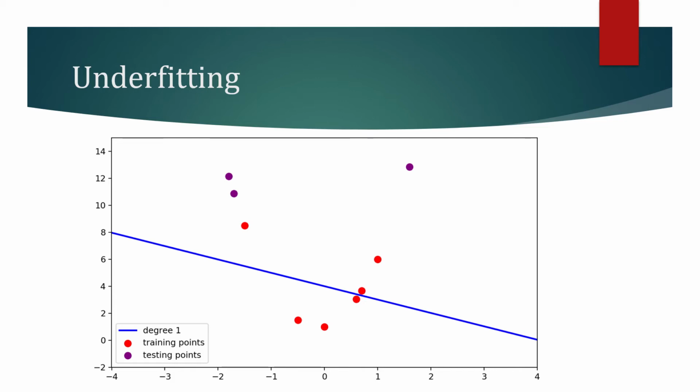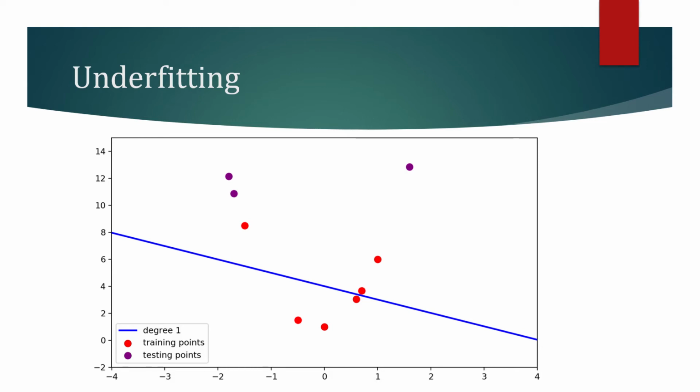But as mentioned earlier, the data was obtained from a quadratic function. First-degree polynomial, however, does not have enough capacity to capture the curvature of this data. Consequently, it is unable to obtain a low error value on the training set and generalize.